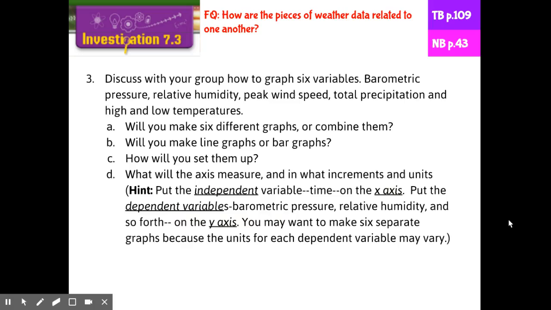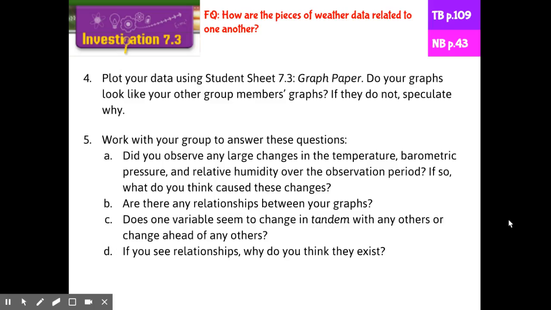You're going to discuss with your group how to make 6 different graphs for the 6 different variables. So you should have done some things like barometric pressure, relative humidity, wind speed, total precipitation, highs and lows temperatures. You can decide, do you want to make 6 different graphs or maybe combine them into one? You can do line graphs or bar graphs. How are you going to plan to set them up? And for each of them, you need to think about the increments that you need to use and the units, and then label the X and Y axis and get all of that finalized.